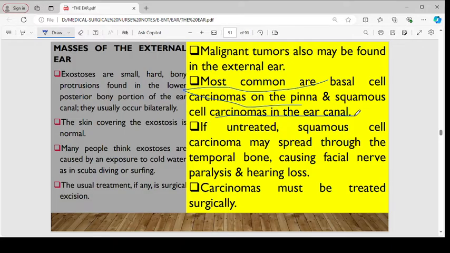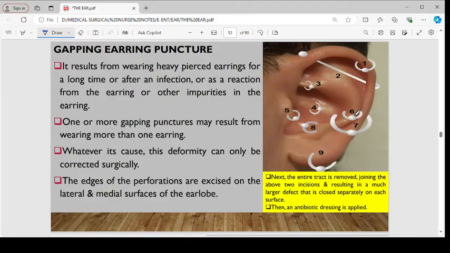If untreated, squamous cell carcinoma may spread through the temporal bone, causing facial nerve paralysis and hearing loss. Carcinomas may be treated surgically.